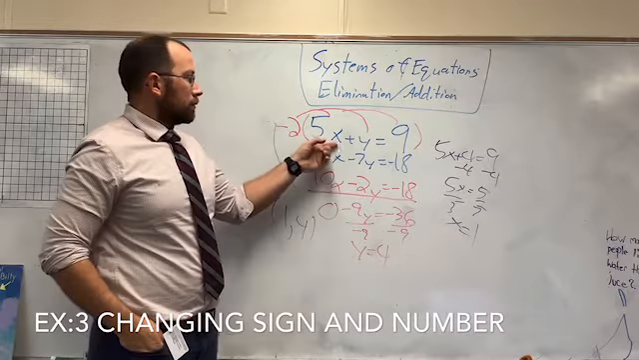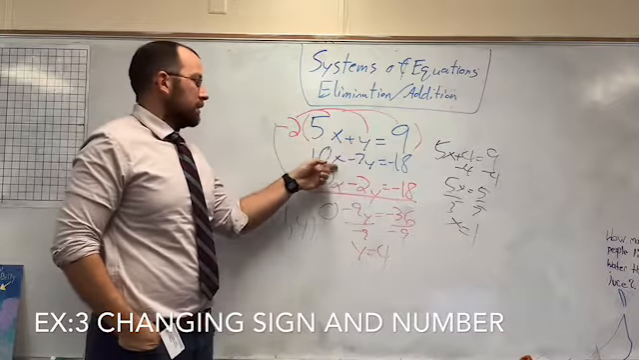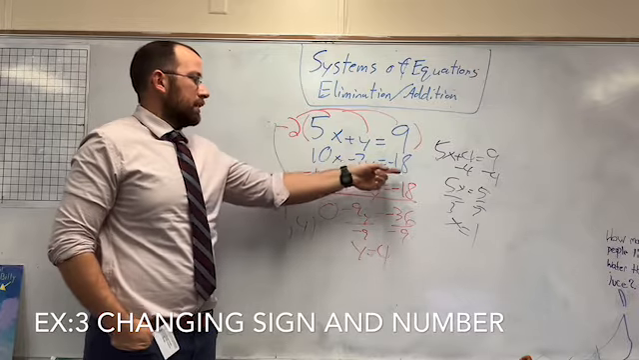So I plug it in. So it makes 5 plus 4 is 9. 10 minus 28 is negative 18.